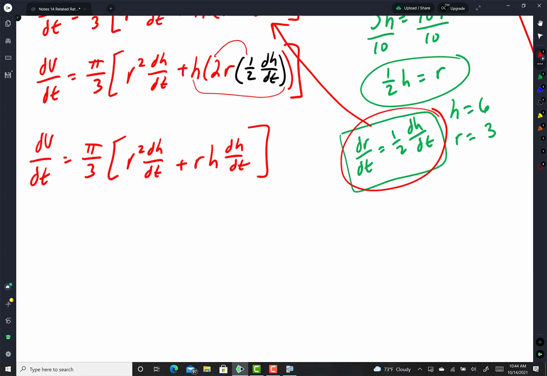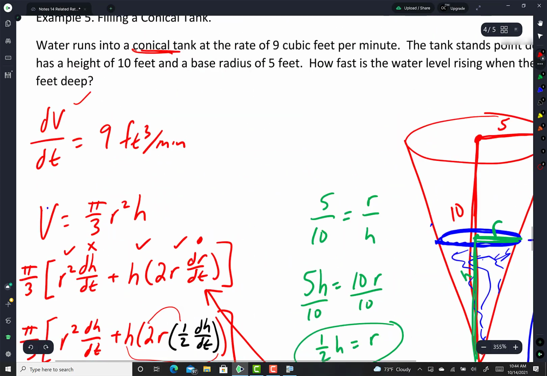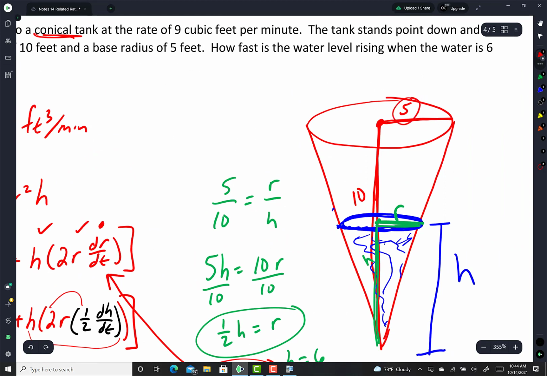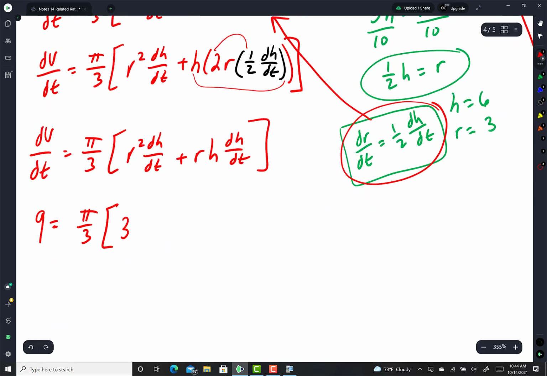Here we go, guys. I'm just plugging in now. What was my dV/dt? 9. Pi over 3, bracket. What was my r? No, I don't want that r, because that's the r way up there. I want the r of the water. 3. The r of the water is 3. So 3 squared, I'm going to go ahead and write 9. 9 dh/dt. That's what we're trying to figure out. Plus 3 times the height, which is 6, and then dh/dt again. So there it is. Now we're done with calculus.